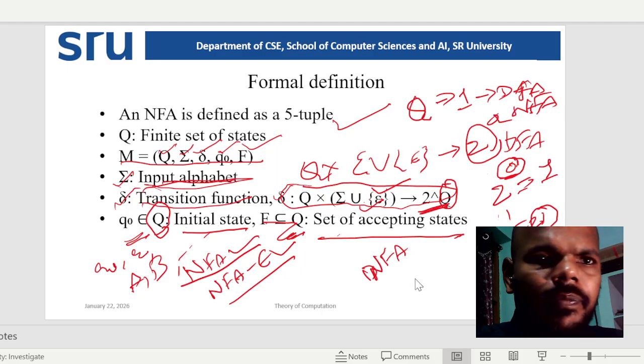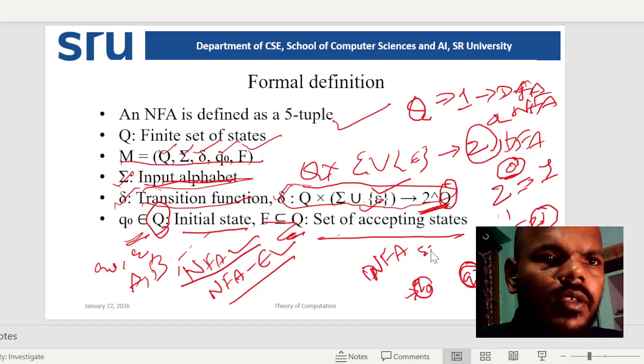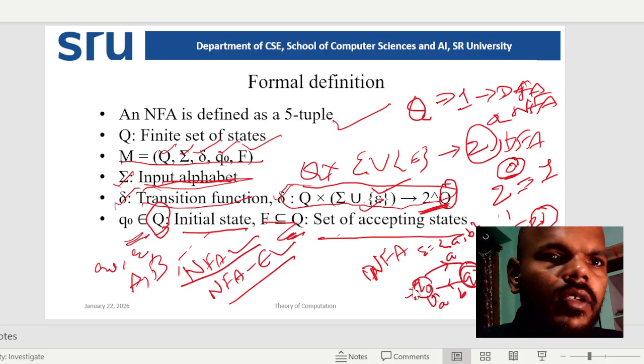For example, take Q naught as one state and Q1 as another state. Q naught is the starting state, and Q1 is the final state, let us assume. I am taking input symbols A, B. Now the transition from Q naught to Q1 is A, and Q1 has a self loop on A or B. Now construct the transition table, delta with columns A, B, and rows Q naught, Q1.